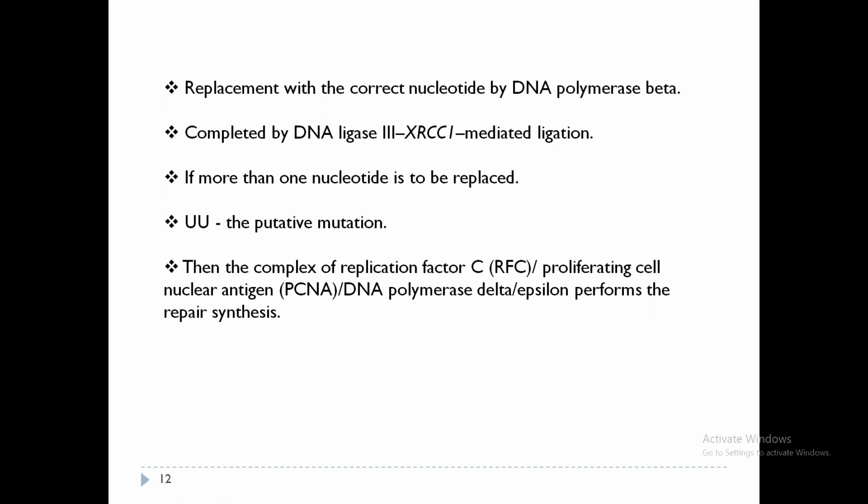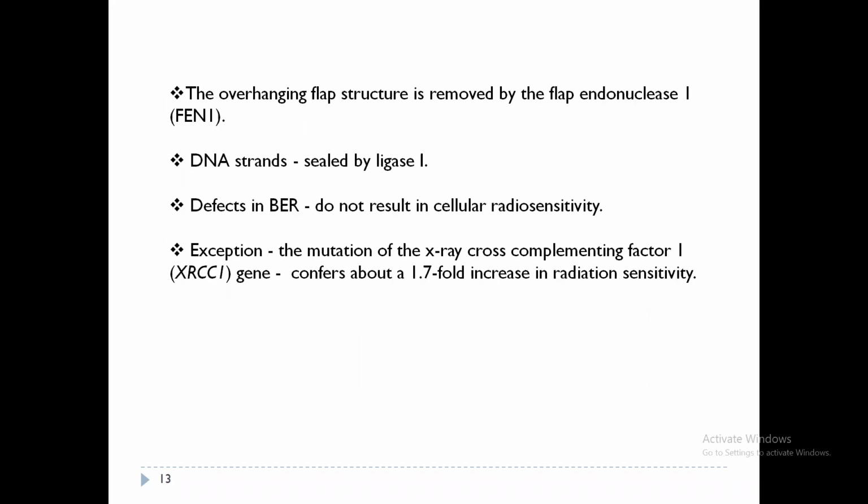If there is more than one nucleotide to be replaced, like here where double U represents the putative mutation, then a complex will be formed consisting of replication factor C, proliferating cell nuclear antigen PCNA, and DNA polymerase delta or epsilon, and this complex will perform the repair synthesis. An overlapping flap structure will be formed in this process, and that will be removed by flap endonuclease 1. And finally, the DNA strands will be sealed by ligase 1.